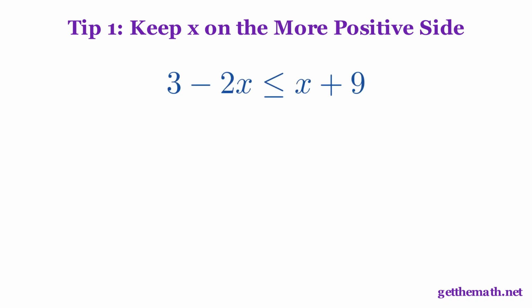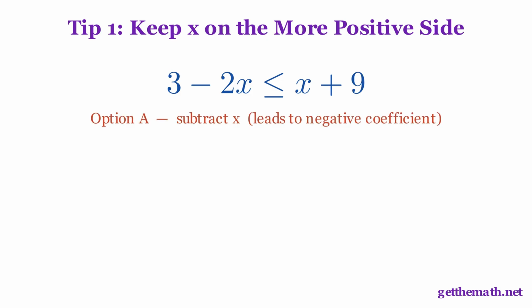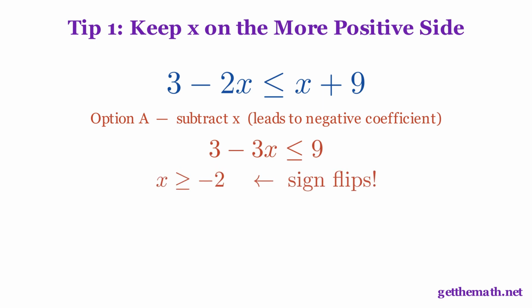When you have variables on both sides of an inequality, try to move x to whichever side keeps the coefficient positive. For example, suppose you have 3 minus 2x is less than or equal to x plus 9. You could subtract x from both sides, giving you 3 minus 3x is less than or equal to 9. Then you divide by negative 3. And you have to flip the sign.